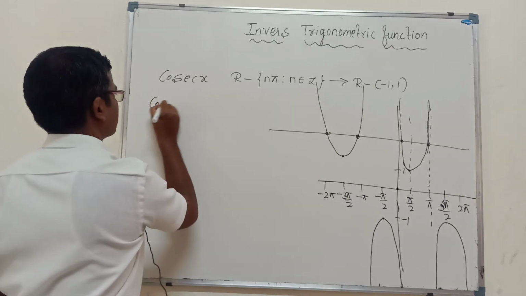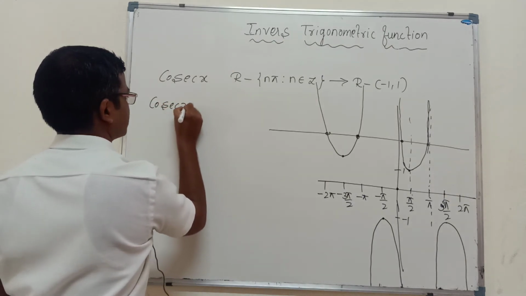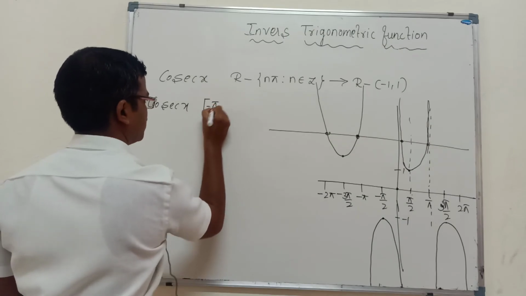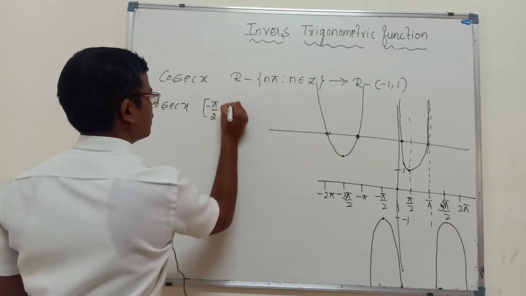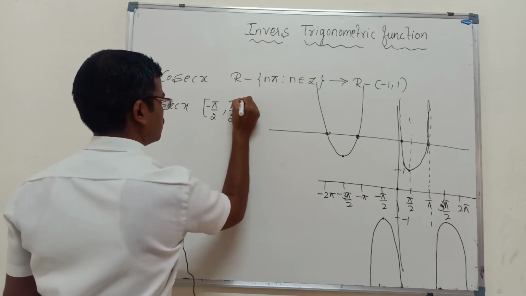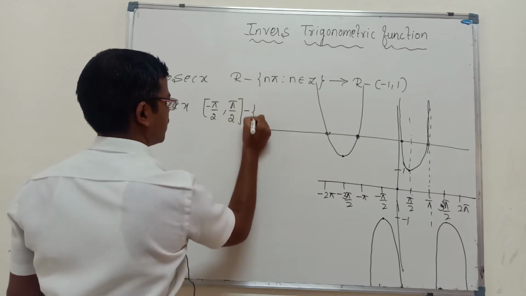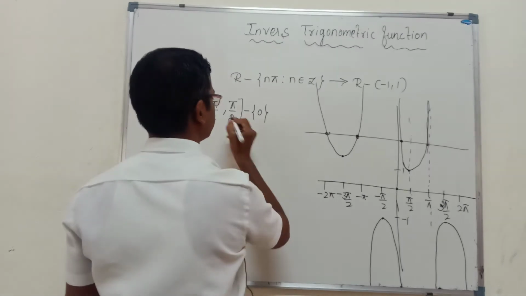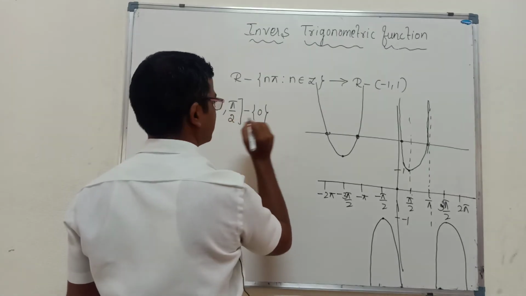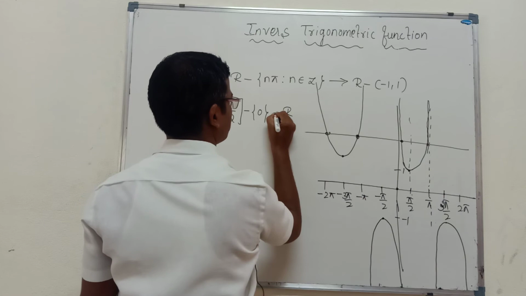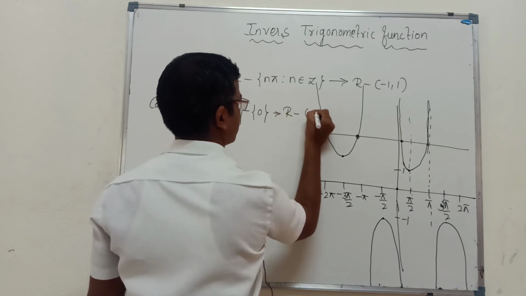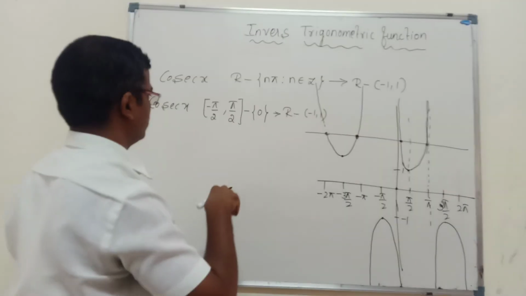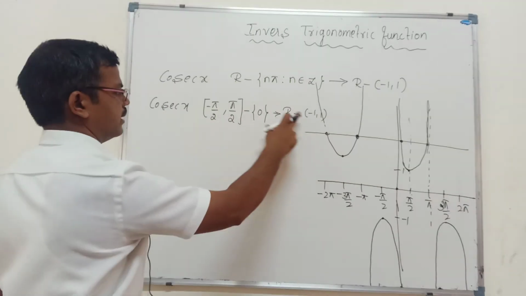So like we define it: cosec x is one-one in the interval minus pi by 2 to pi by 2, leaving out 0. Why? Because at 0 it is undefined, so we leave it out. The range is R minus (minus 1, 1). So this is the domain and range.